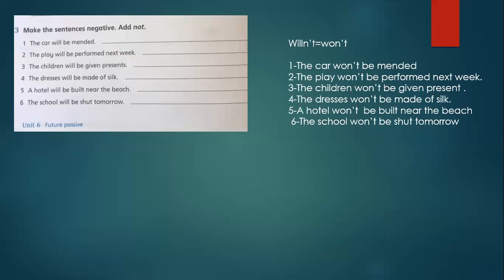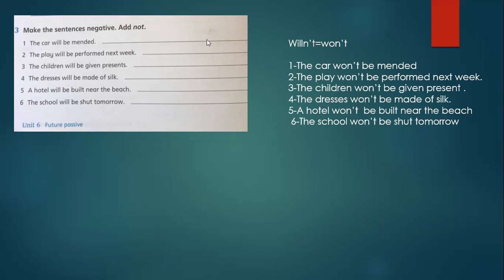Now we are going to make the sentence negative by adding not. It's very easy. We put not next to will. Teacher, will not, we say won't, we write it like this. Okay? Here, the car will be mended. The car will not be mended or won't be mended. The play will be performed next weekend. The play will not or won't be performed next weekend. The children will be given presents. The children won't be given presents.